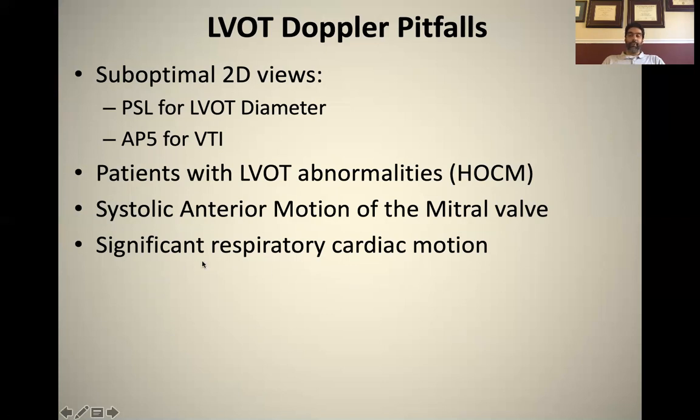And just like with any Doppler modality, if you're getting a lot of cardiac translational movement as the patient breathes, for example, as the heart swings left and right, your theta angle is going to be changing every time that heart swings. So your measurement every time that theta angle moves is going to be different, and that will add some error to your measurements.